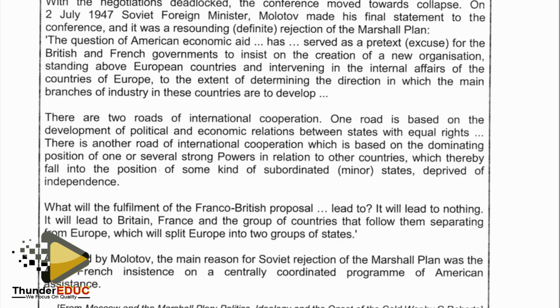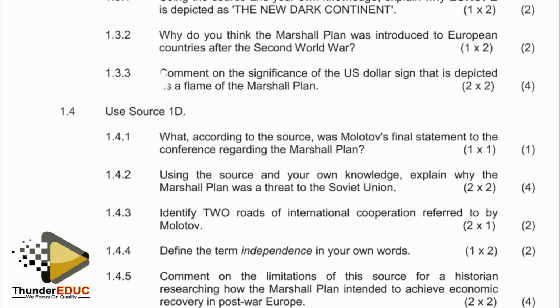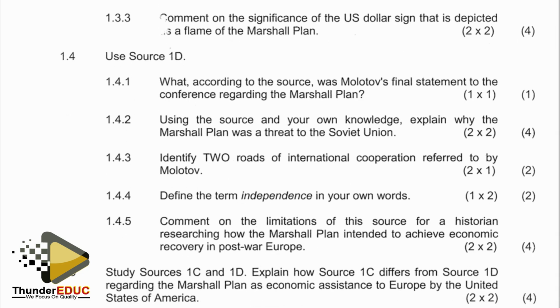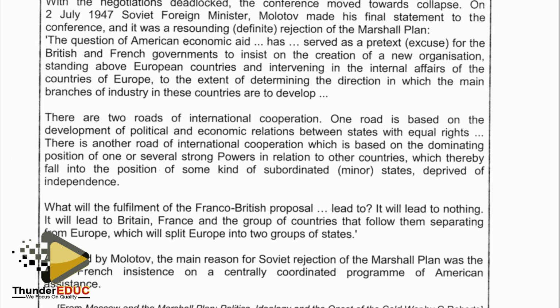Right. We check here. The question is saying, what according to the source was Molotov's final statement to the conference regarding the Marshall Plan? What was his final statement?